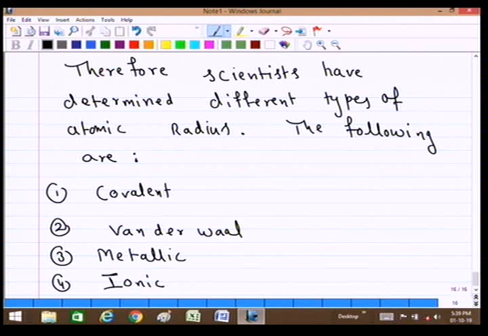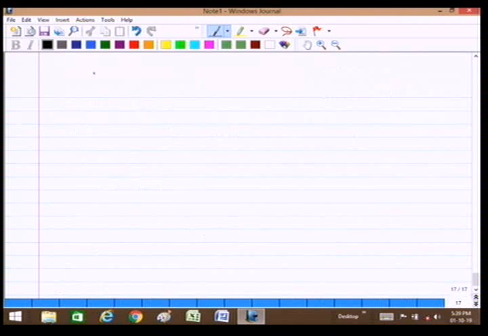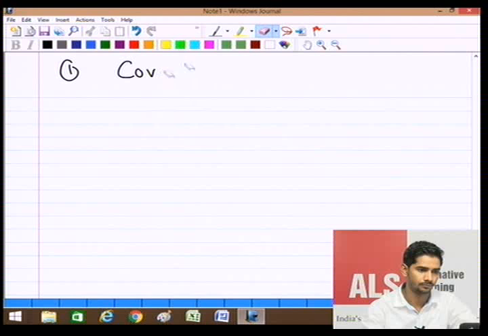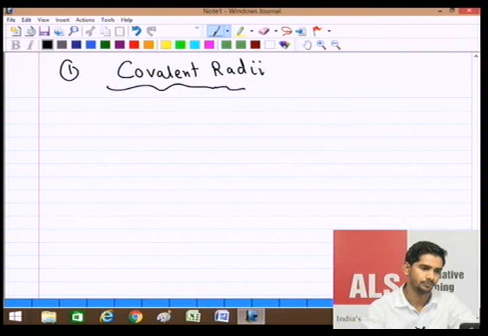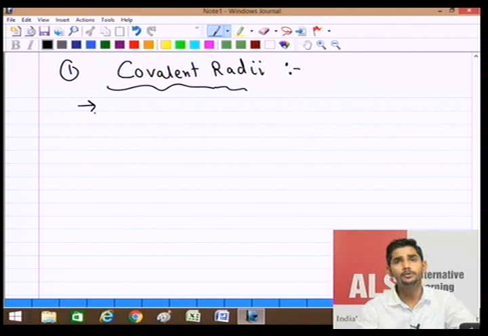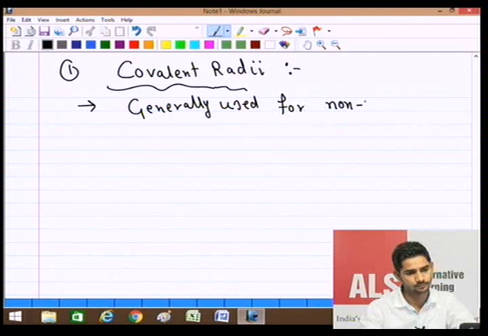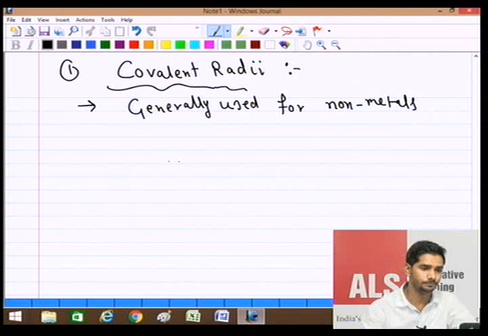Have you copied that? Okay. So the first one is covalent radii. This is generally used for non-metals.